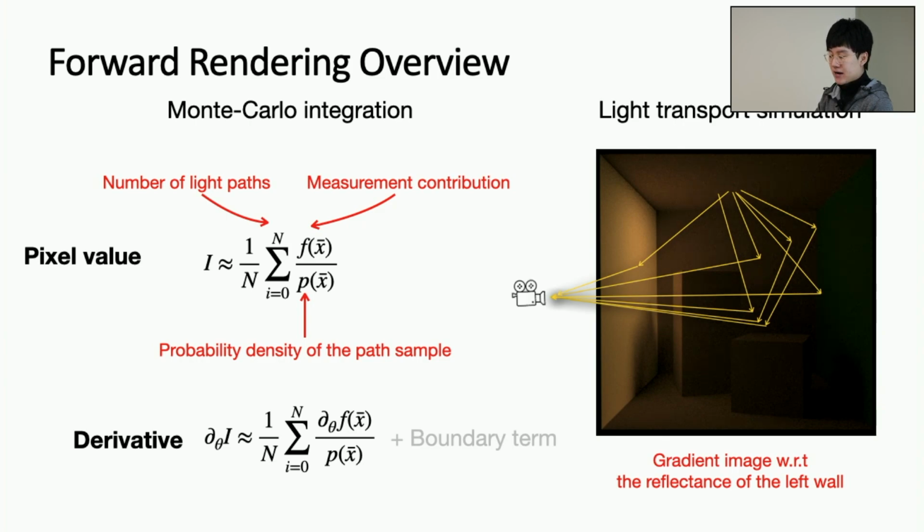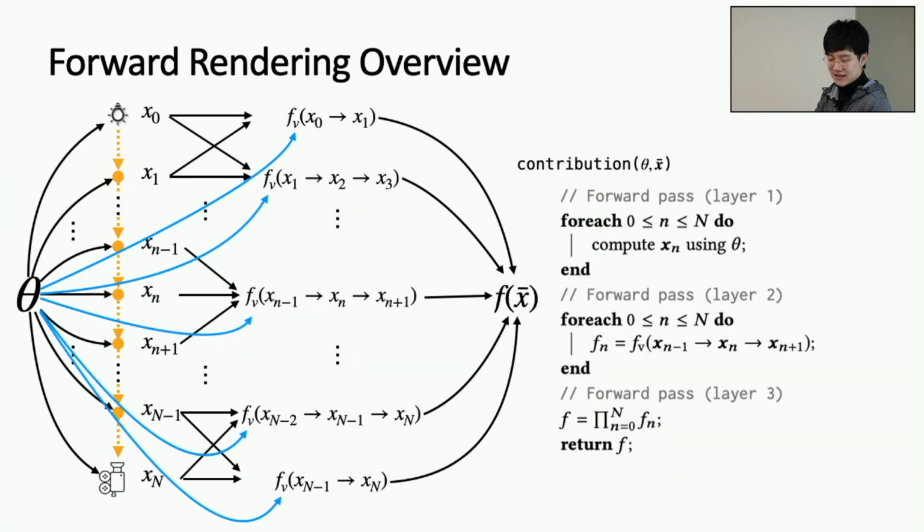On the right, we show the gradient image with respect to the reflectance of the left wall. Here we show the computational graph of the path contribution functions on the left and the corresponding pseudocode on the right.